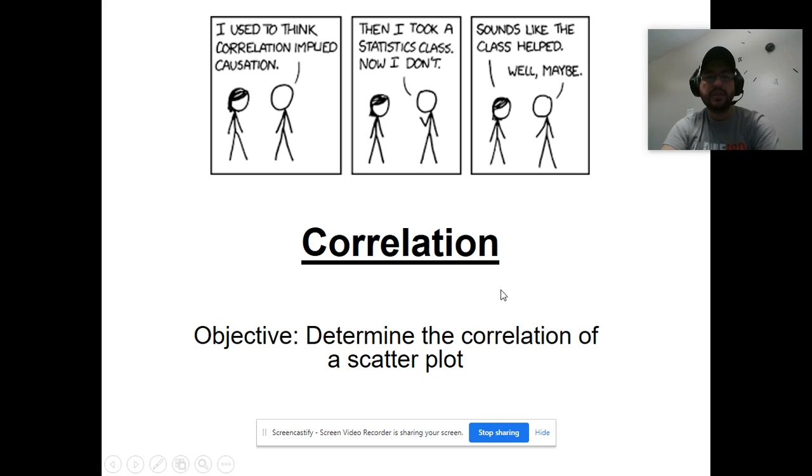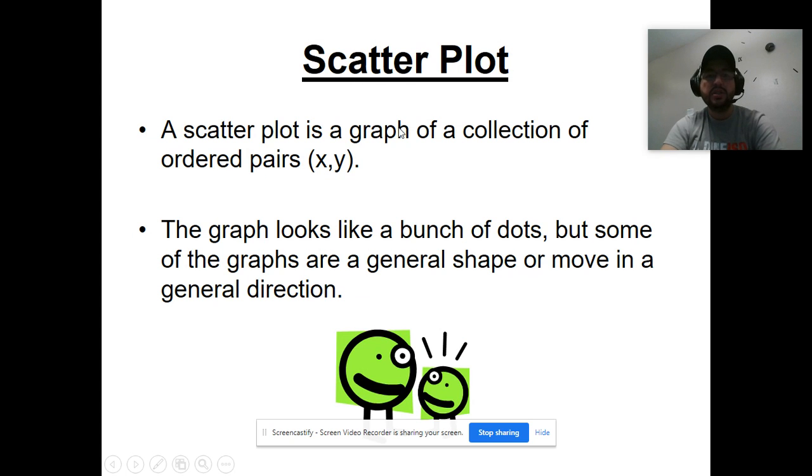Okay, today we're gonna talk about correlation. Correlation is when we're talking about scatter plots. A scatter plot is a graph or collection of ordered pairs. It's like a bunch of dots on the graph. We do not connect the points. It's just the way it is represented, a scatter plot.